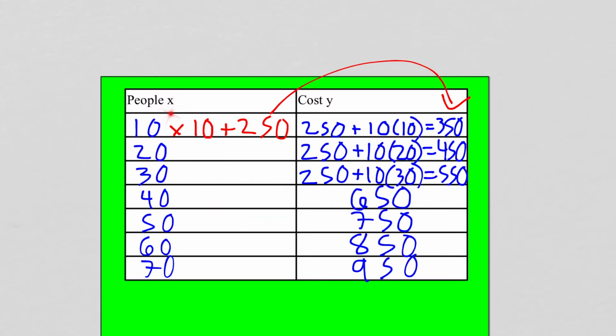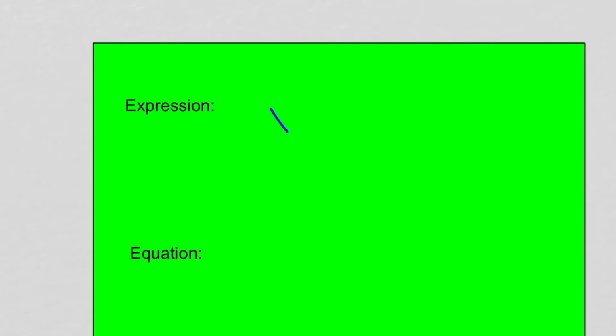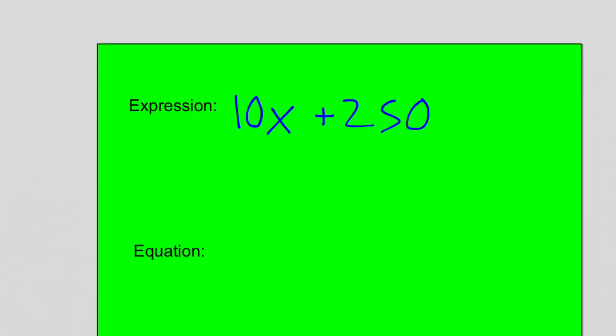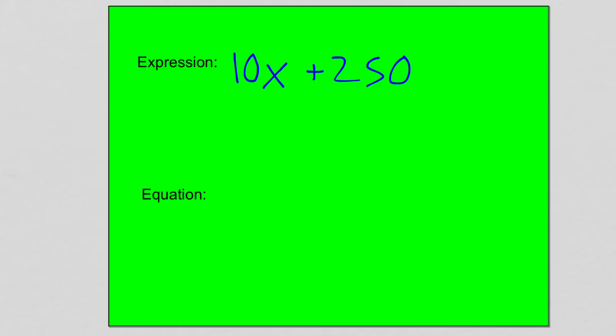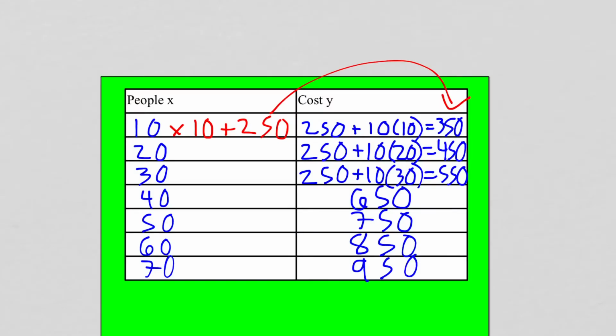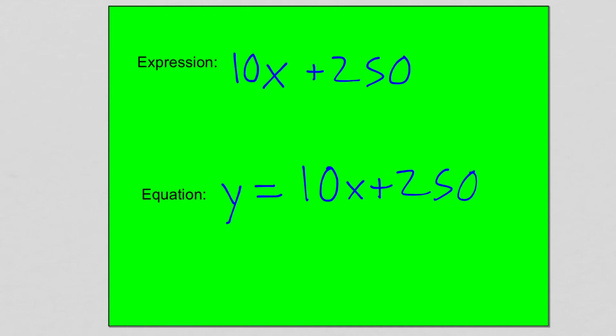If people are x, so for x number of people, any number of people, how do you express this algebraically? You say, well, if people are x, x is the number of people times $10 per person plus $250 for renting the place. 10x plus 250. And the equation would be adding on the other part. Y equals 10x plus 250. And y, of course, is the cost. Okay, so there's our algebraic expression and equation.